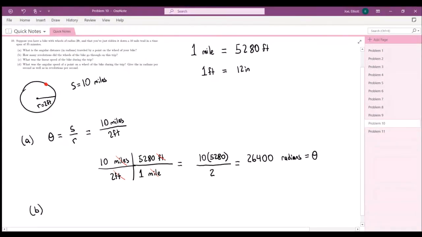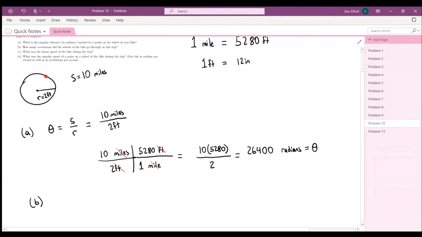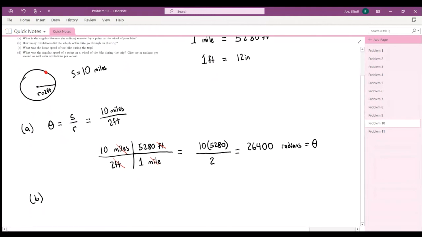Okay, so part B wants to know the number of revolutions that the wheels of your bike are going to go through on this trip. So, who can tell me how to find how many revolutions the wheels will go through? Divide by 2 pi. Okay, yeah. So here, the idea is one revolution just represents going around the circle once.